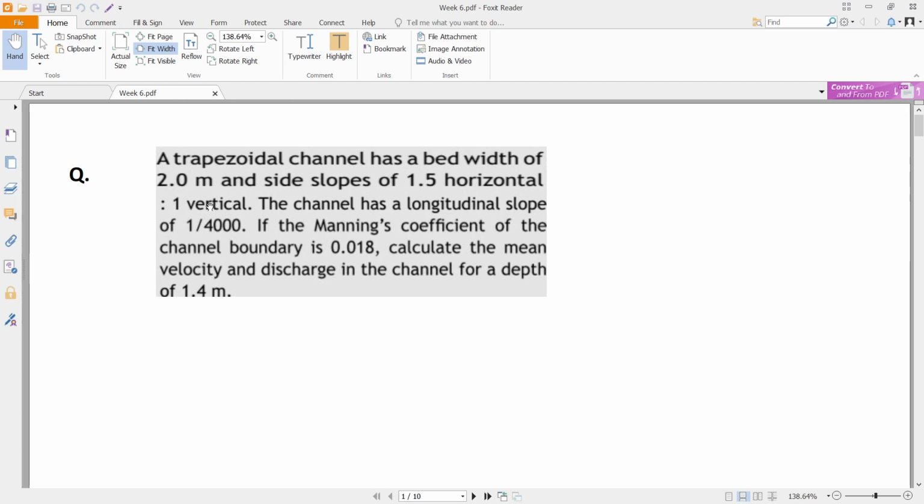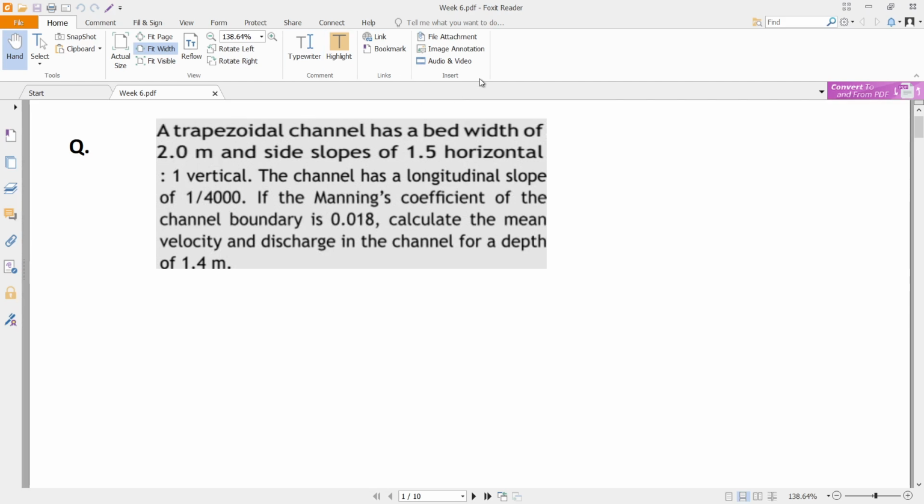The first problem is this one. There is a trapezoidal channel which has a bed width of 2 meter and a side slope of 1.5 horizontal to 1 vertical. The channel has a longitudinal slope of 1 by 4000, that is the bed slope, and the Manning's roughness coefficient of the channel boundary, that is the side wall as well as the bed, is 0.018. Now we need to calculate the mean velocity, that is the uniform velocity, and the discharge in the channel when the flow depth is 1.4 meter, that is the normal depth denoted by yn.